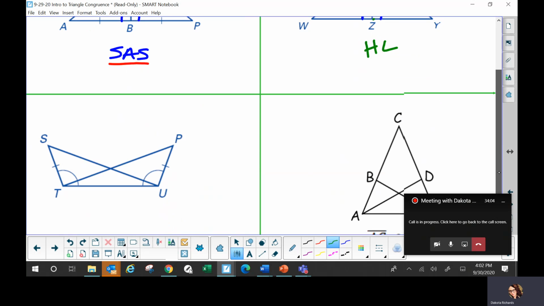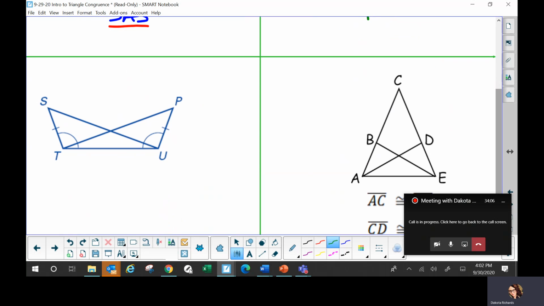Okay, I'm going to do one more. We're going to skip the last one. Notice that these two triangles are kind of overlapping. They kind of make a crown and they share this side. So they have a congruent side over here. They have congruent angles there and then a side. So this would be congruent through side, angle, side.